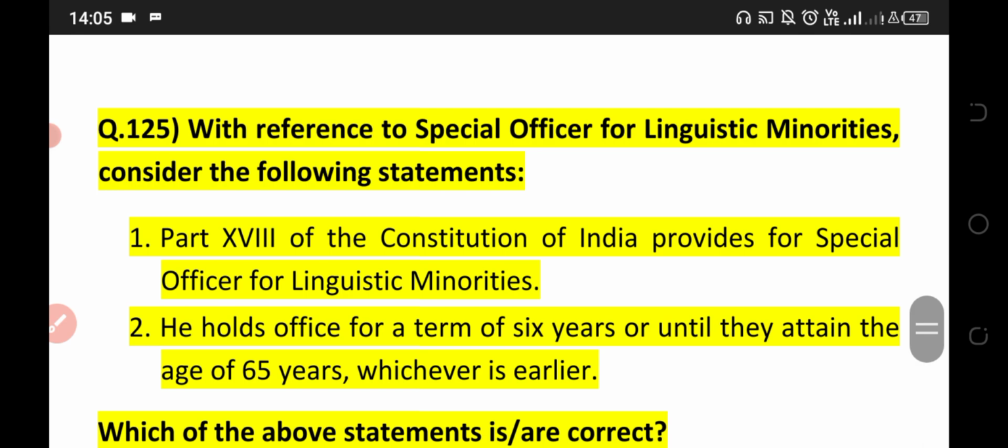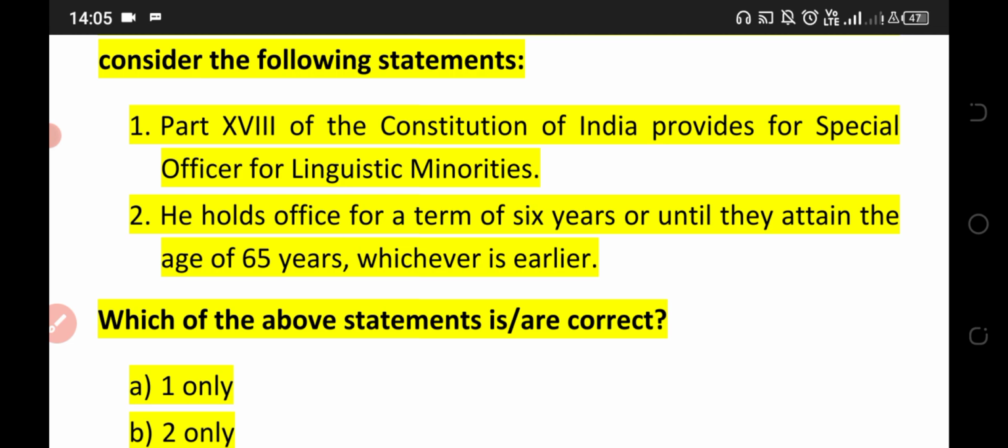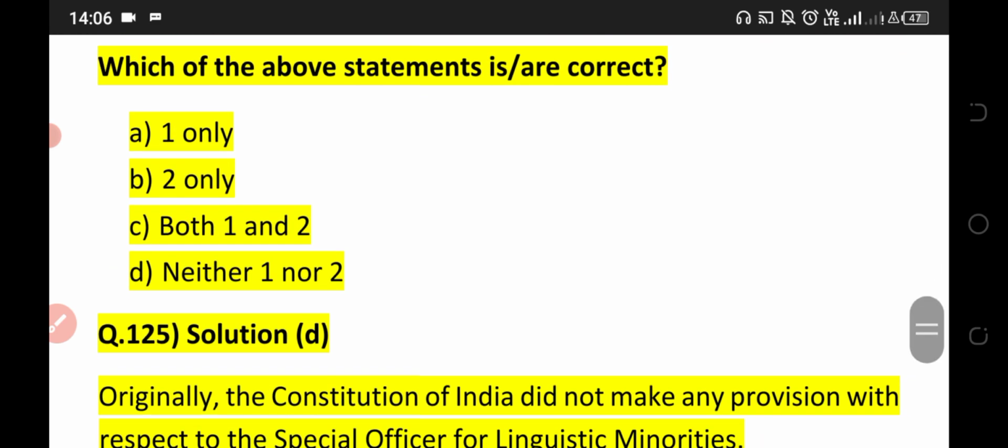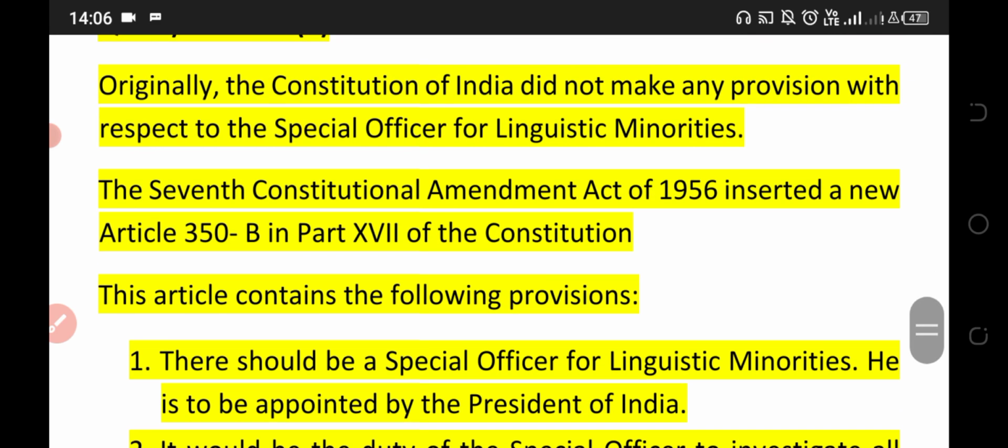With reference to the special officer for linguistic minorities, consider the following. Part 18 of the Constitution of India provides for a special officer for linguistic minorities. He holds office for a term of 6 years or until they attain the age of 65 years, whichever is earlier. I think both the statements are incorrect. Originally, the Constitution of India did not make any provisions with respect to a special officer for linguistic minorities.